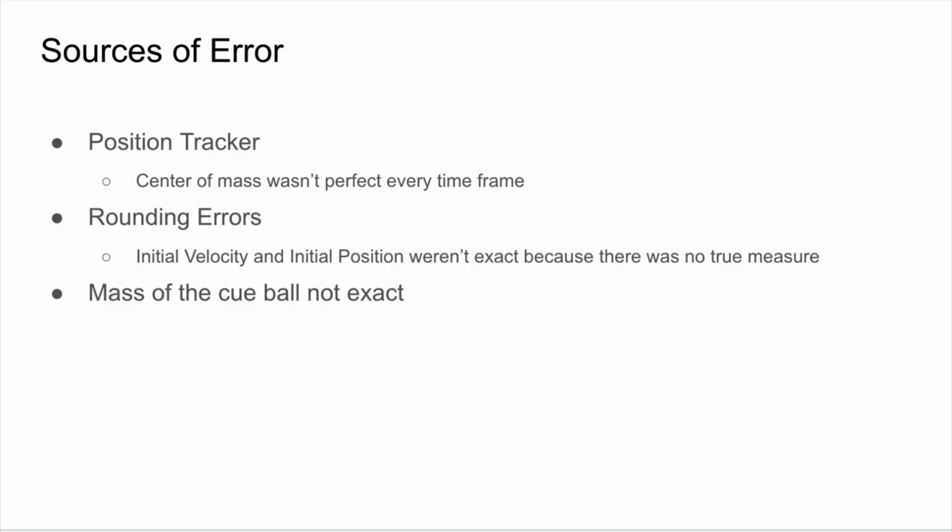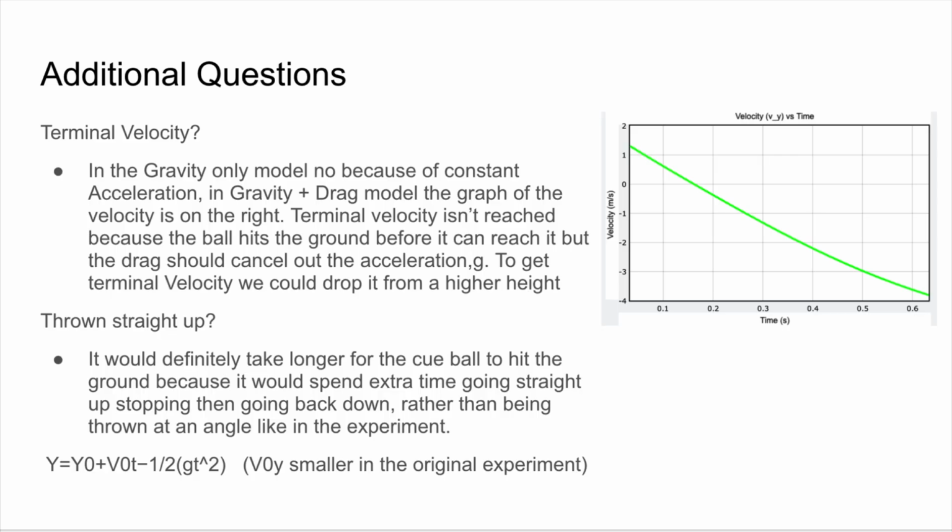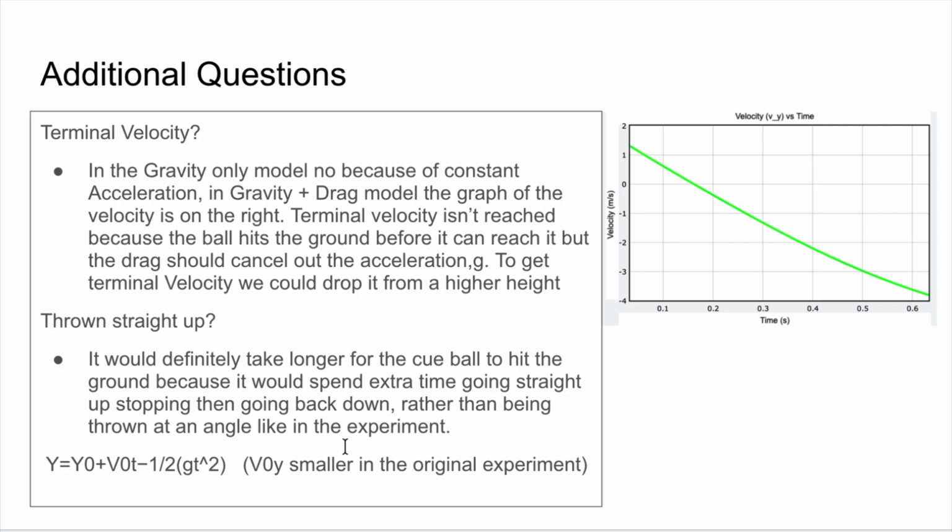For the additional questions, with terminal velocity, in the gravity-only model there's no terminal velocity because of the constant acceleration downward. But in the drag model, velocity is on the right in that graph. It isn't reached because the ball hits the ground before it can reach terminal velocity, because as you can see, it starts to level out. But we could drop it from a higher height to get a true terminal velocity with the computational model of gravity plus drag, because it would have more time to reach that terminal velocity.